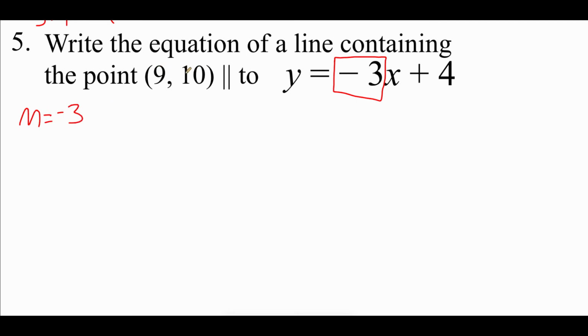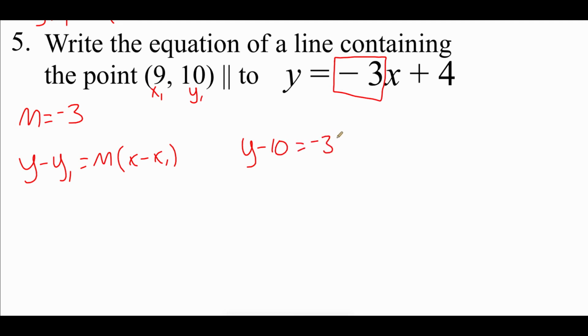We want to go through the point 9, 10, so we're going to use point-slope form again. So remember, that's y minus y1 equals m times x minus x1. We get the m from the slope. The x1 and the y1 come from the point that we're given, so the 9 is the x1 and the 10 is the y1. So I'm going to fill those in where they need to go. Y minus 10 equals negative 3 times x minus 9.